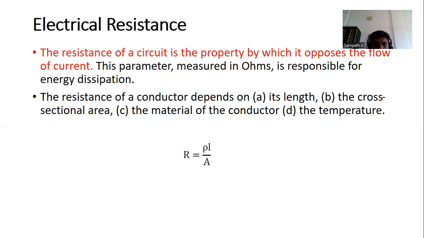From this formula, we know area is inversely proportional to resistance. So when area increases, resistance obviously decreases. Similarly, the length of the conductor is directly proportional to resistance. So when the length of the conductor increases, resistance increases. When the length decreases, resistance obviously decreases. In general, resistance is used to oppose the current flow.